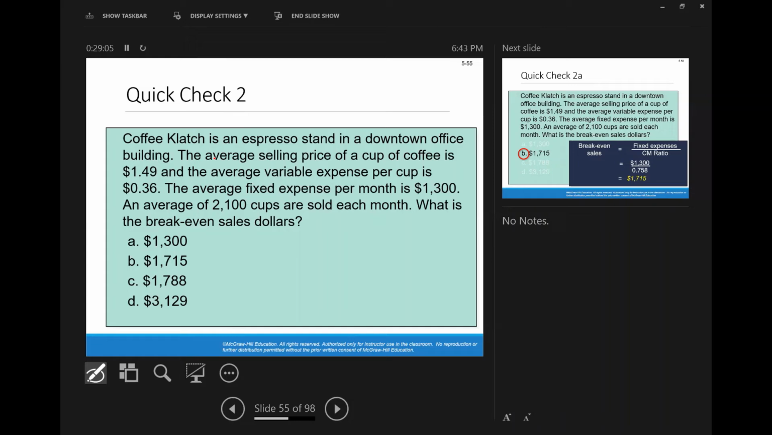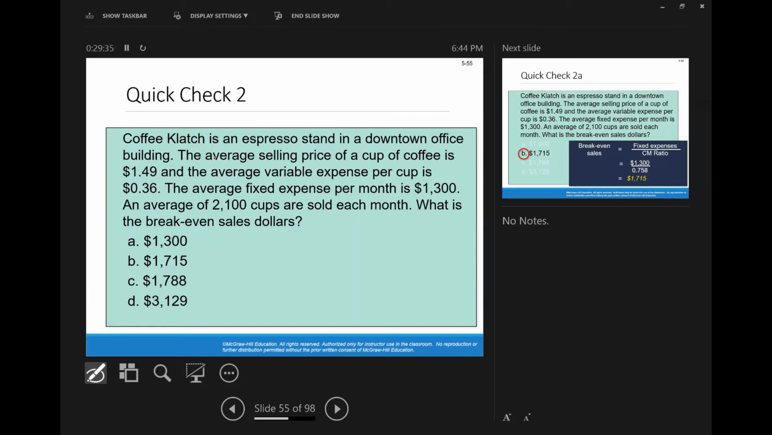Okay, Coffee Clutch is an espresso stand in a downtown office building. The average selling price per coffee is $1.49. The average variable expense per cup is 36 cents. The average fixed expense per month is $1,300. An average of 2,100 cups are sold each month. What is the break-even sales dollars? So we need to know how much we need to sell to break even.